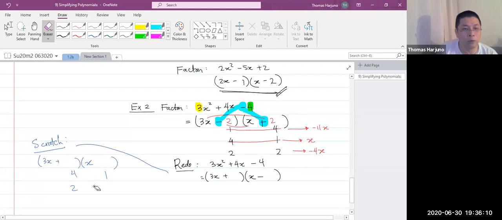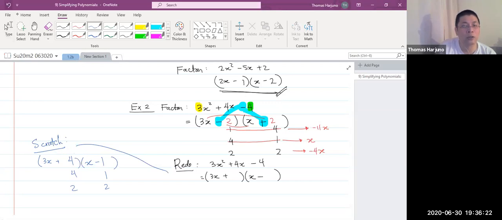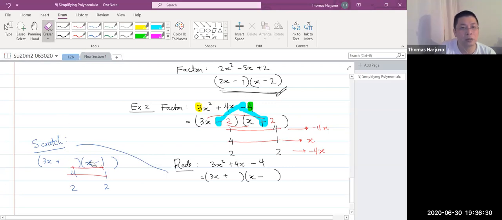Okay, so 1, 4 doesn't work. Now try 4, 1. That's negative 3 plus 4. That's positive x. No, that's not what I want. Erase. 1, 4 earlier, I already erased, right? And then try 2, 2.